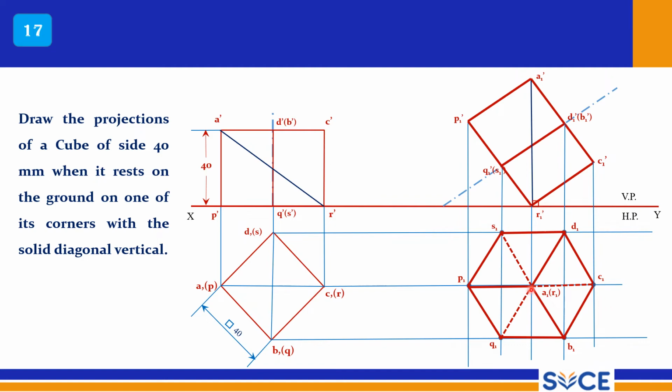Now it is resting on AR. AR appears as a point when you see it from the top, so both are on this diagonal. So now this diagonal is perfectly vertical as per the problem statement. And this is how you should solve this problem, students.